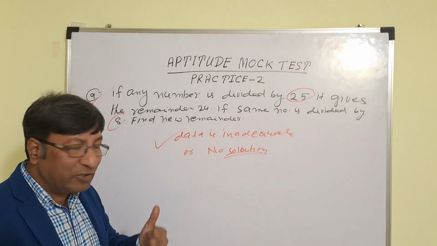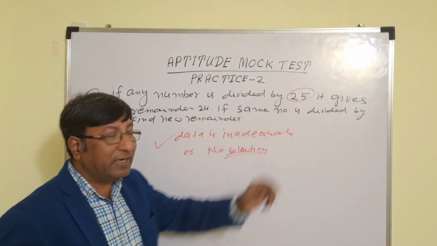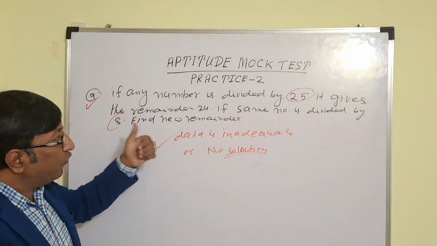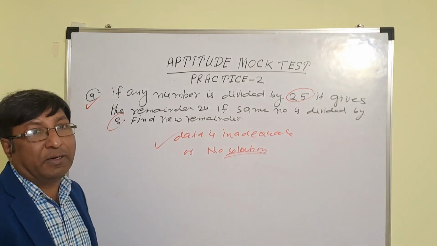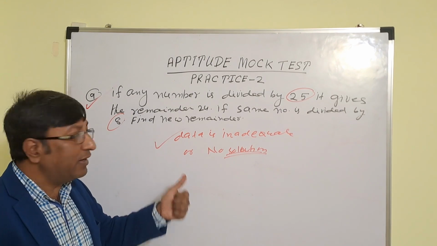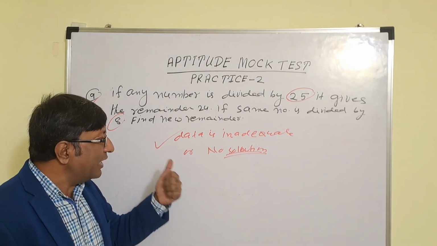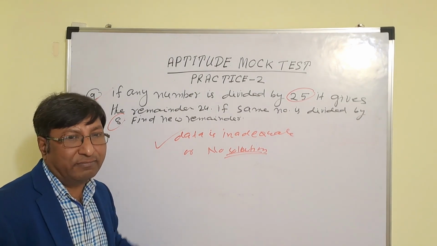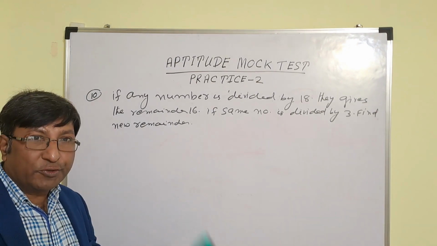So everybody understood that this is the first divisor, this is the second divisor. The first divisor should be divisible by 8, then we can find the answer. Here it is not divisible. So our answer is data is inadequate or no solution. Now see question number 10.